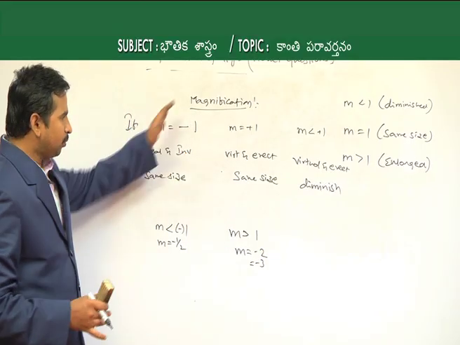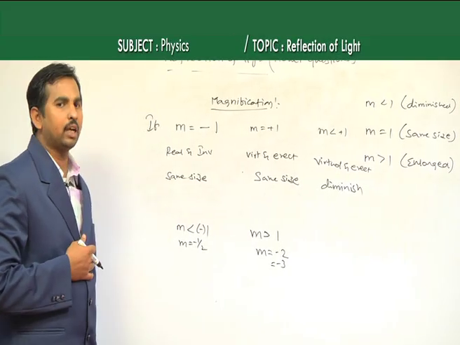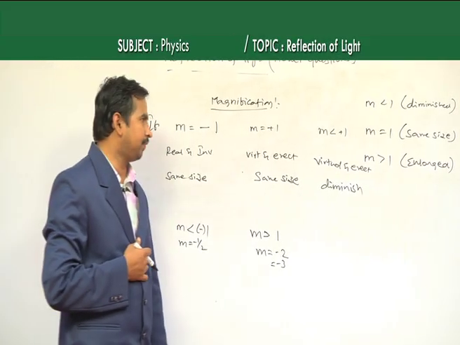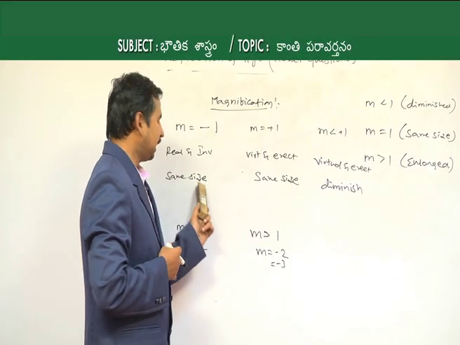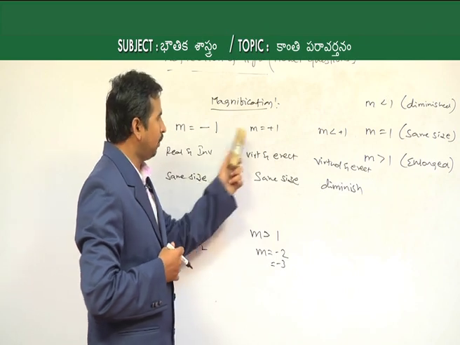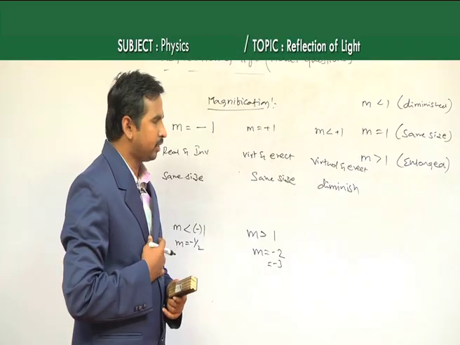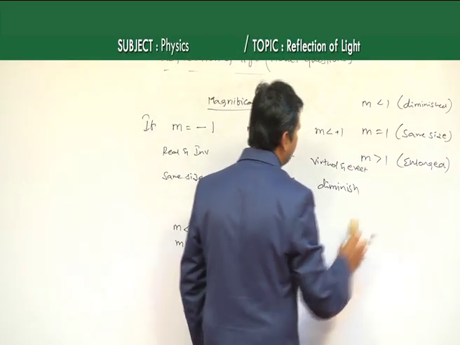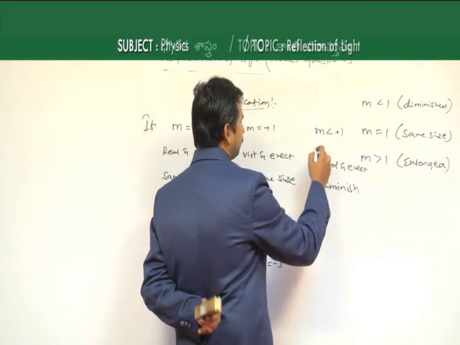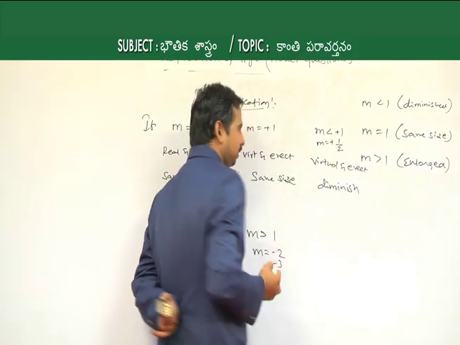So these are the different possibilities we have for m values. When m is equal to minus 1, it is real and inverted and of the same size. Whenever m is equal to plus 1, we have virtual and erect and of the same size. M less than 1, here we have virtual and erect, which means m values like plus 1 by 2.